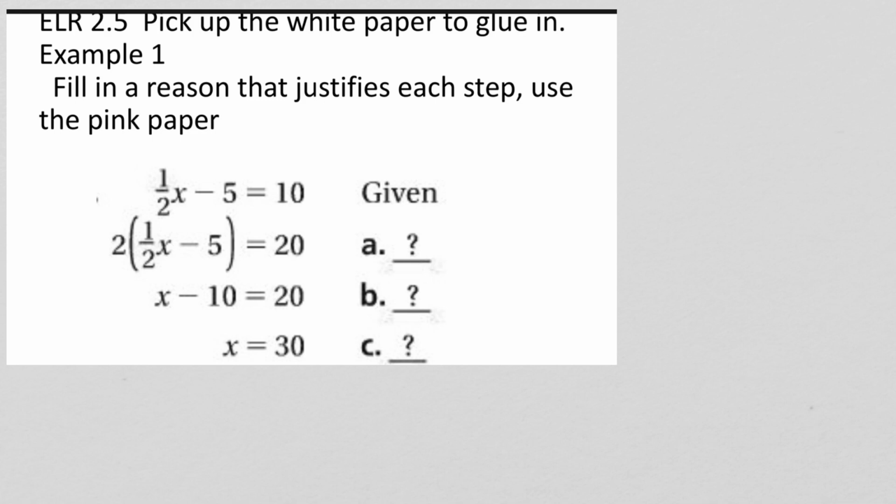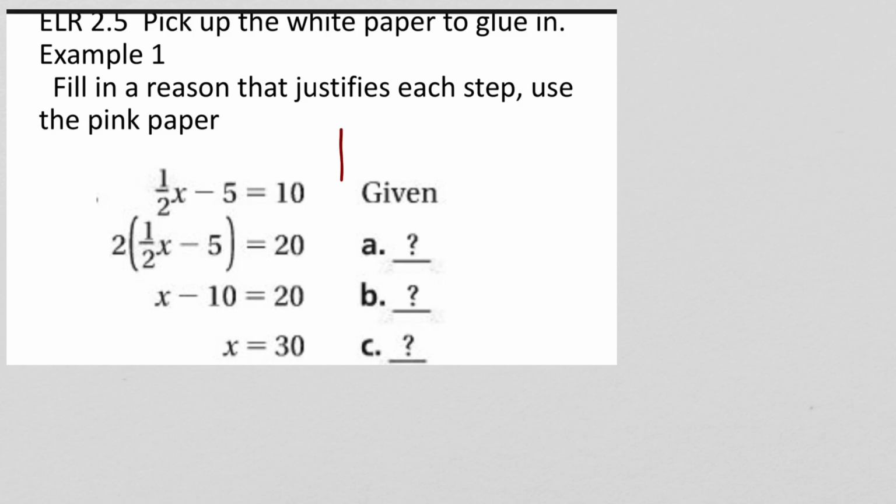All right, so now we're on that last piece of paper. If you picked it up, it was white, to glue in or to fold it, however you wanted, and then gluing it in. So I'm looking at the first example here. It says fill in a reason that justifies each step. Use the pink paper. So this is exactly what you do on the portfolios. So here we have 1/2 x minus 5 equals 10. This is an equation that is given.